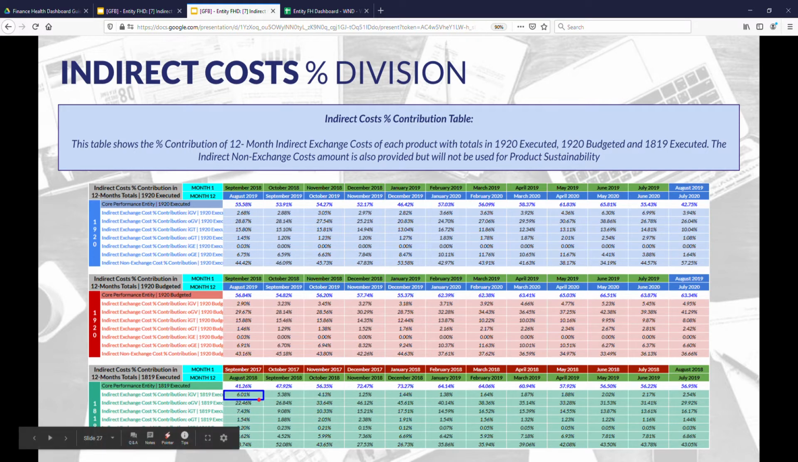So how do these tables relate? The first part is core performance, which, for example in this part, is 56.84. If you add all of the products from IGV up to OGE, they should total 56.84. Meanwhile, the last one is non-exchange, meaning non-core performance, so that would be 43.16%. That is basically how this table works. Again, the indirect non-exchange costs are simply provided but not used for product sustainability.